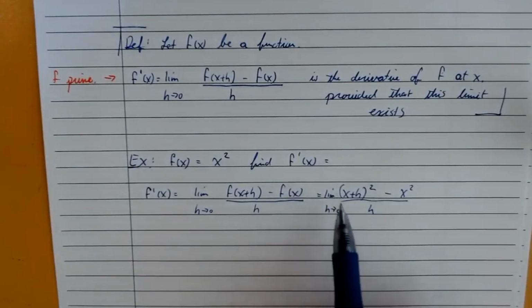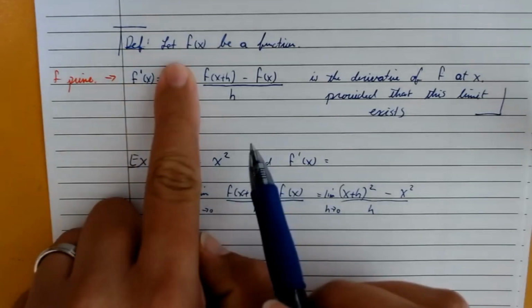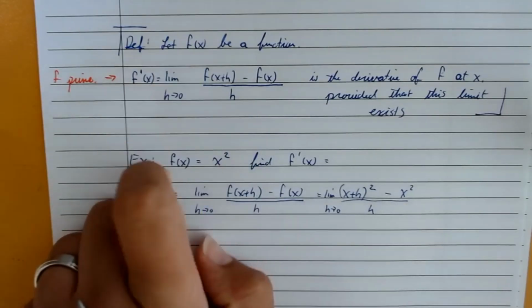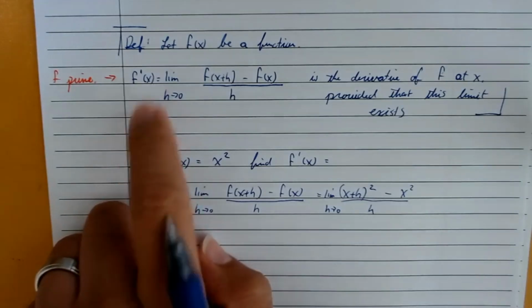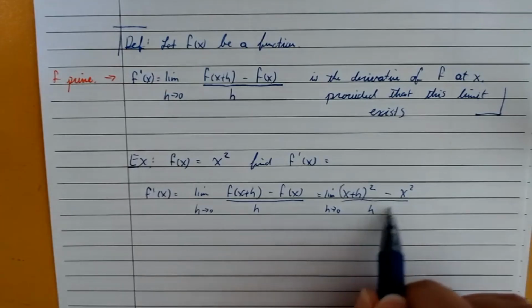Here, don't forget to write the limit at each step, because the limit itself is an operation. Right? F prime of x is not the difference quotient. This is incorrect. F prime of x is the limit of the difference quotient. Without the limit, that is incorrect. So here, the limit as h approaches 0 of this expression.